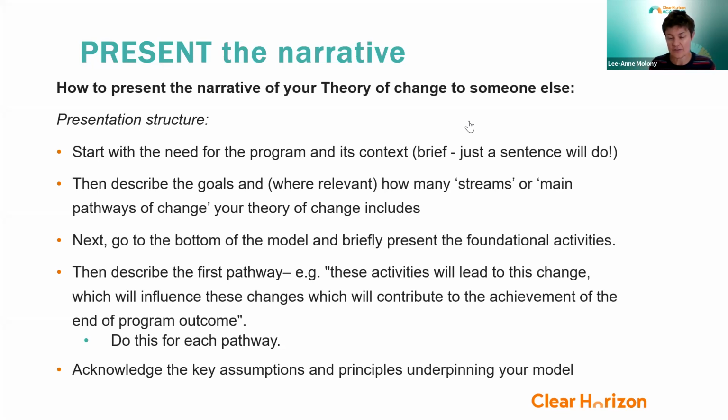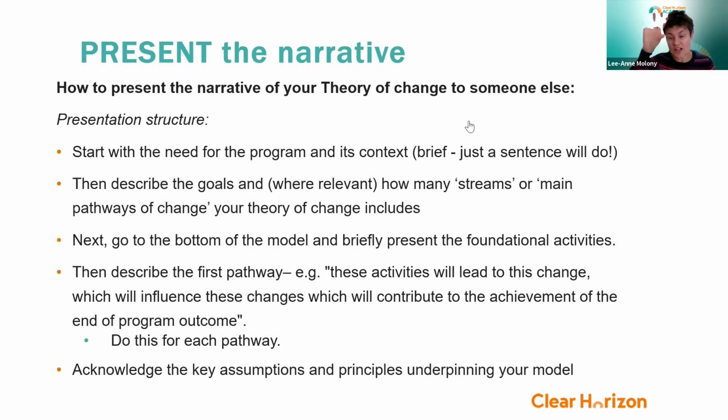When you write the narrative for your theory of change model, imagine that you're presenting it to somebody. So someone interested to know what your theory of change is, and you need to speak to it, right? A way that we find is useful to speak to your model, because it's complex, right? Where do you start? Do you start at the bottom? Do you start at the top? How do you do it? We'd suggest that you start with describing the need for the program and its context, okay? Why is this program needed? What context is it operating in? And just a brief description of that, which provides the context for people to understand your program.